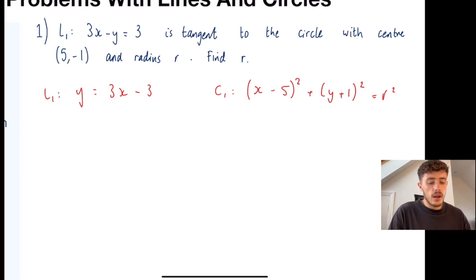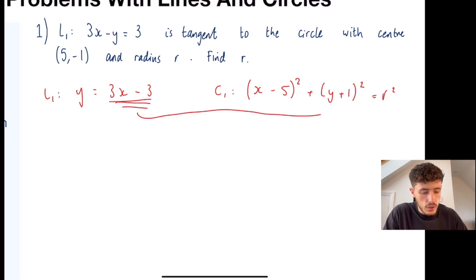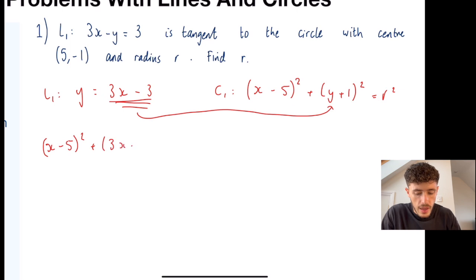Now, to find the quadratic that will enable us to work out the points of intersection, we solve these 2 things simultaneously. And conveniently, with this one equal to y, we can take this 3x minus 3 and substitute it into that y variable there. So that's exactly what I'm going to do. So x minus 5 all squared plus 3x minus 3 instead of y, and then plus the 1, and then we wrap that around with the squared bracket, equals r squared.